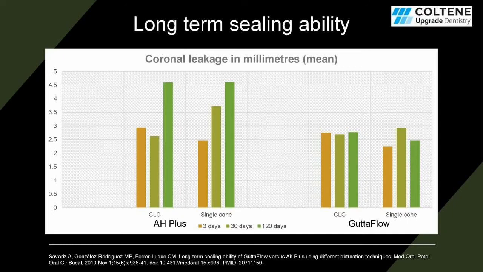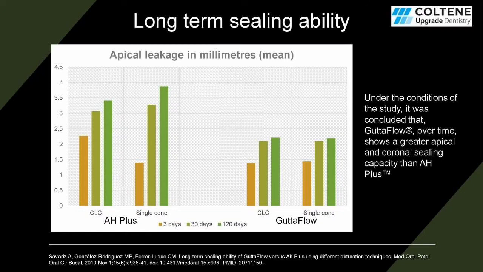In the previous slide, we have seen how Gutta Flow compares with AH+ with respect to coronal leakage. In the same study, the apical leakage was also calculated and the data is shown in the form of a graph. So you can very easily see how Gutta Flow 2 has very less or minimal apical leakage in comparison to AH+, again with the same techniques, that is single cone and cold lateral condensation. So the conclusion of the study was that Gutta Flow over time shows a greater apical and coronal sealing capacity than AH+. It is a very important thing, because if we have a long-term sealing ability, the prognosis of the tooth automatically improves.